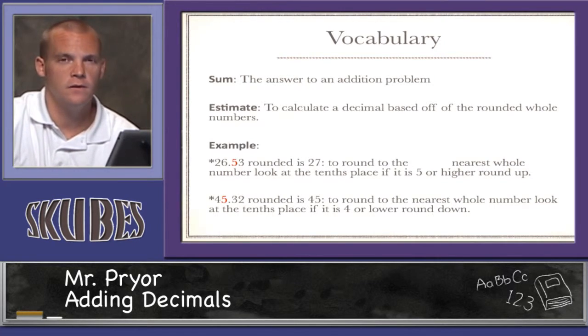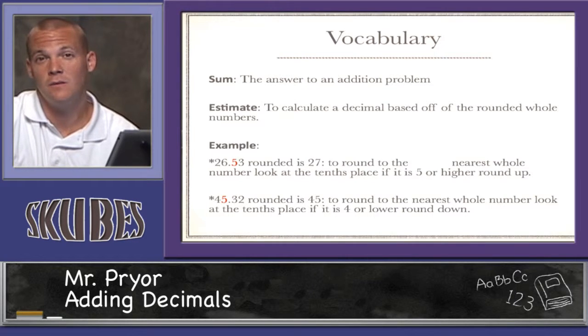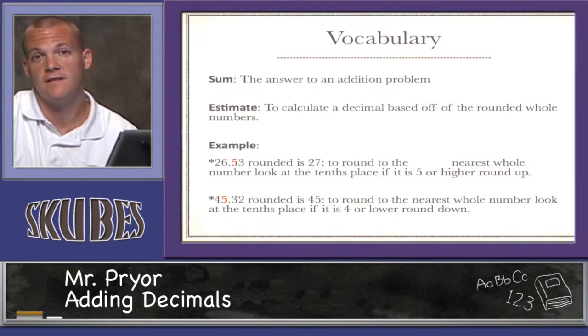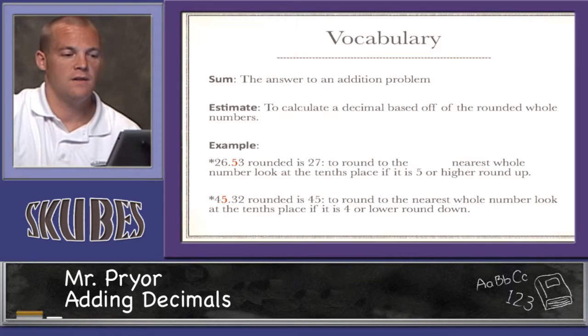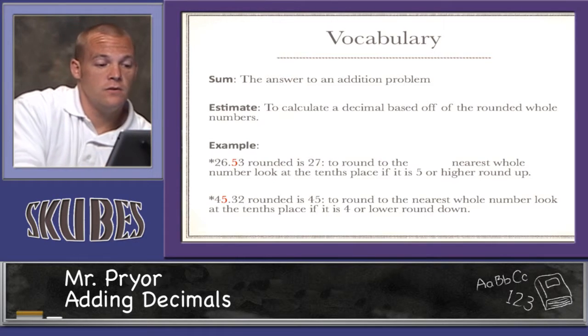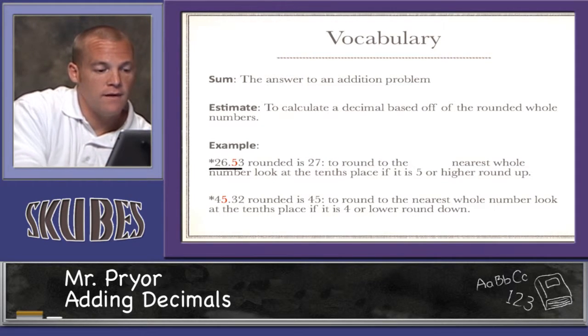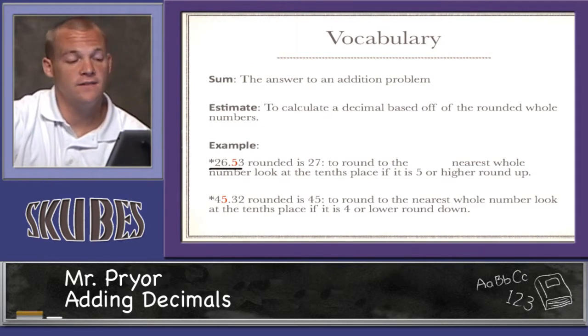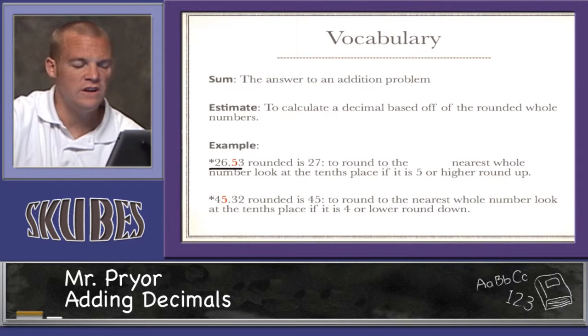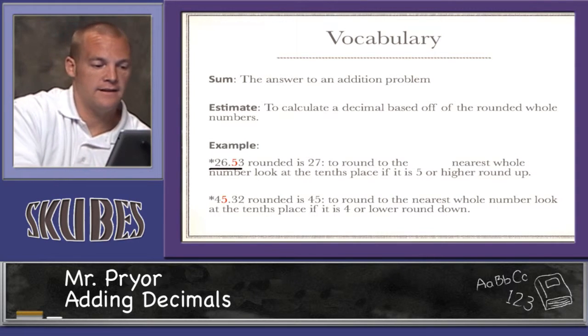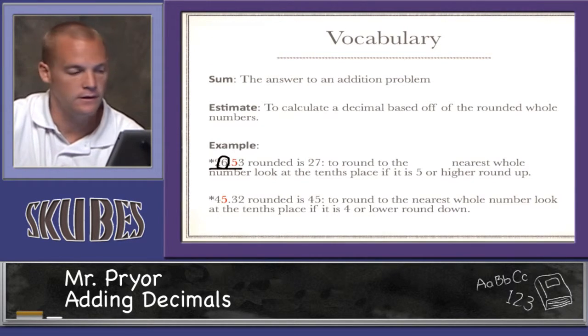You also need to be familiar with estimation, because anytime you're dealing with decimals, you may be asked to estimate. Again, it's basically rounding to the nearest whole number. For example, below you can see I have 26.53 and we want to round this to 27. So what you need to do is look at the nearest whole number, which in this case we're going to say is the ones. We're going to round this to the ones digit.